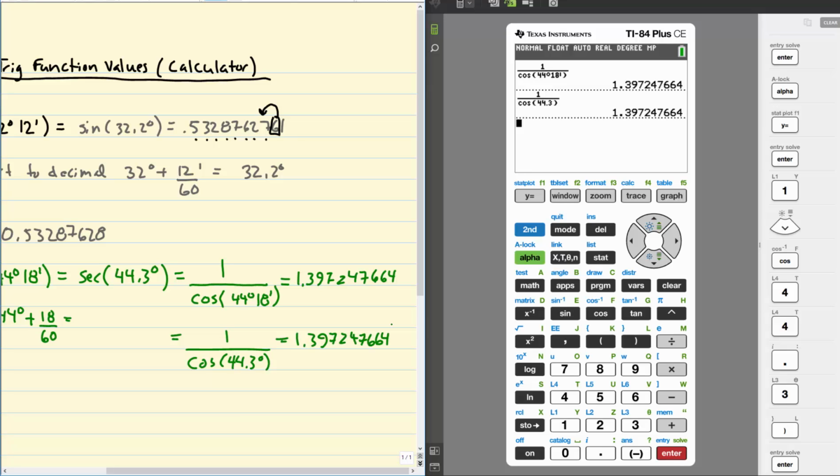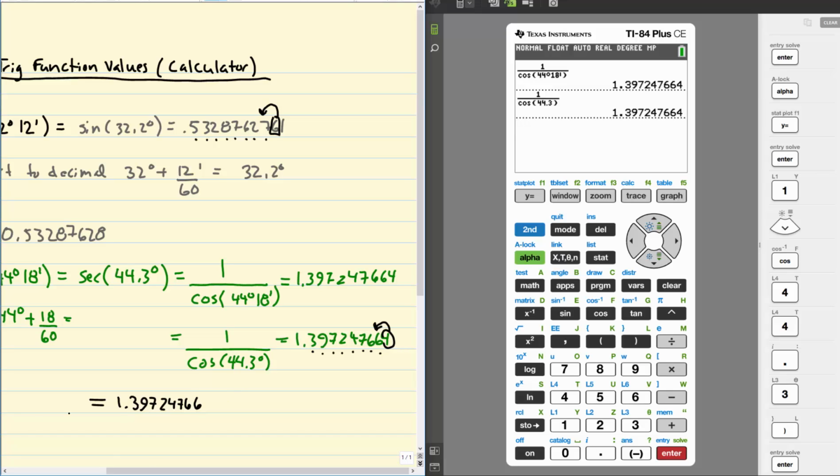So always read through those directions. So if we round to 8 places, we don't count our number to the left of the decimal because that's a whole number. We count our decimal spots. So 1, 2, 3, 4, 5, 6. 1, 2, 3, 4, 5, 6, 7, 8. So if we round to 8 places, I look at the 4. The 4 is not 5 or larger, so I keep it the same. I keep the 6 the same. So the secant then of 44 degrees 18 minutes would be 1.39724766. Yep, I have my 8 decimal places there.